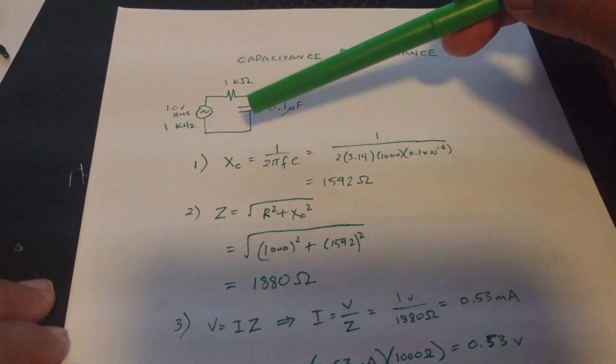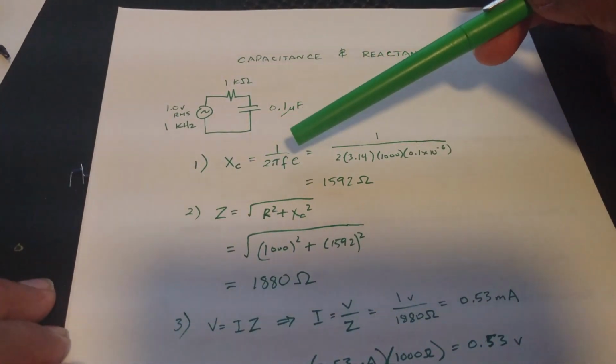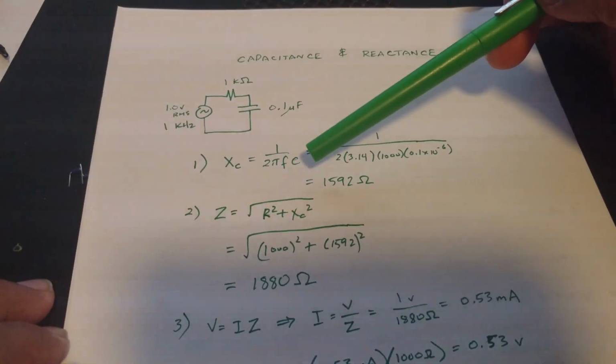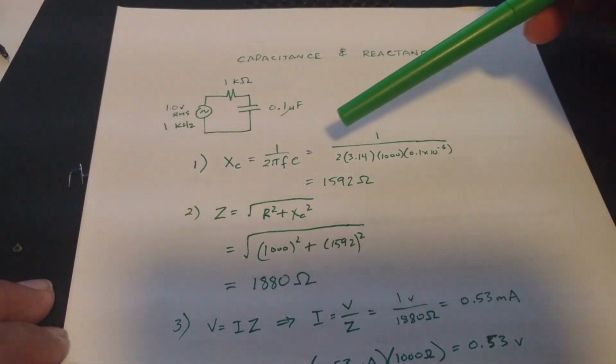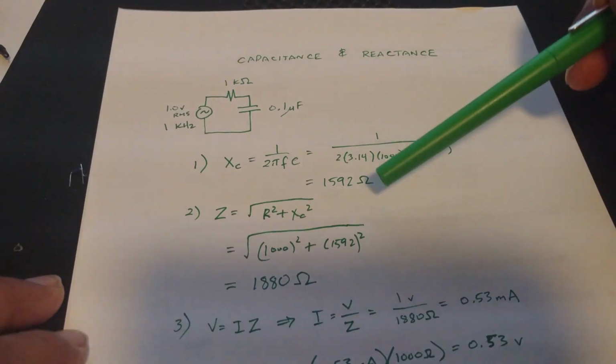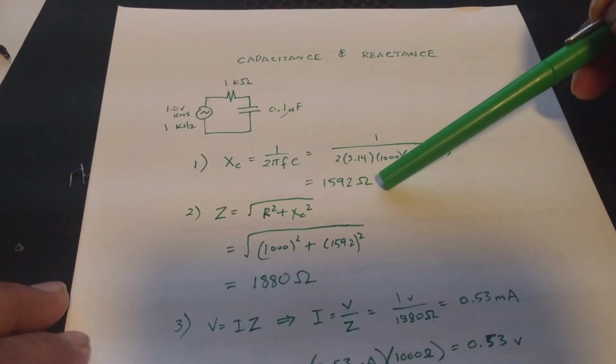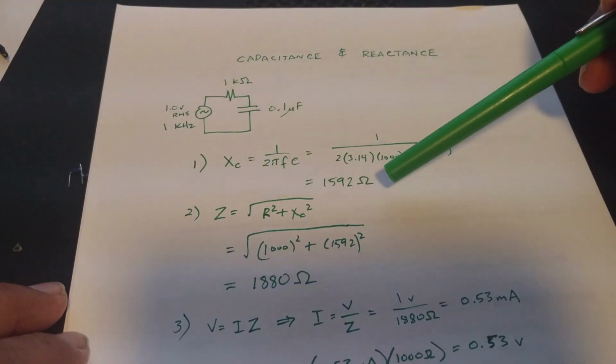To calculate the reactance, X sub C, that is given by 1 over 2 pi F times C, where F is frequency and C is the value of the capacitor. Here are the values, and once we calculate that out, we get 1,592 ohms. That helps us determine the overall impedance of the circuit.